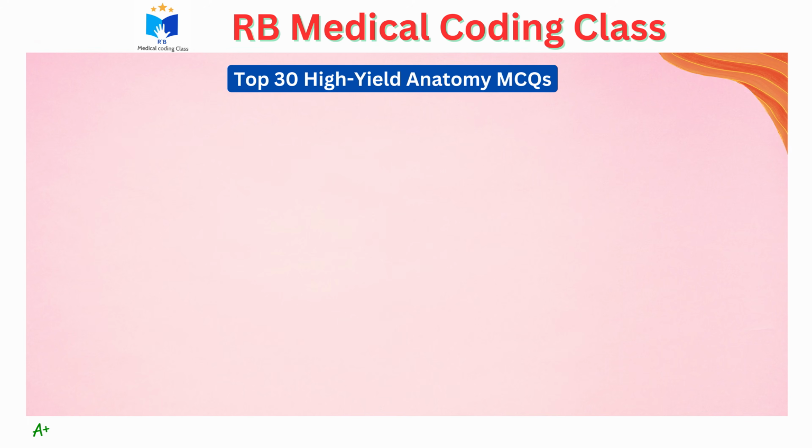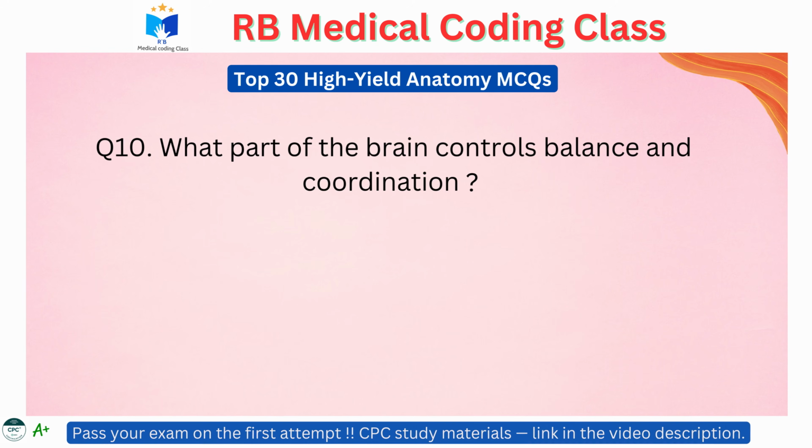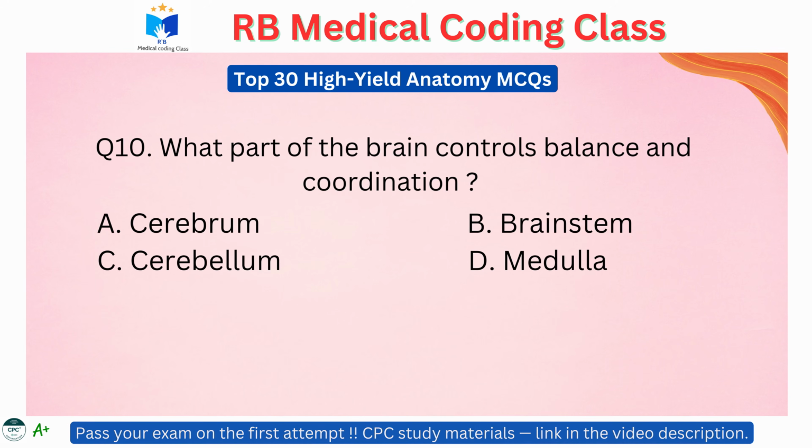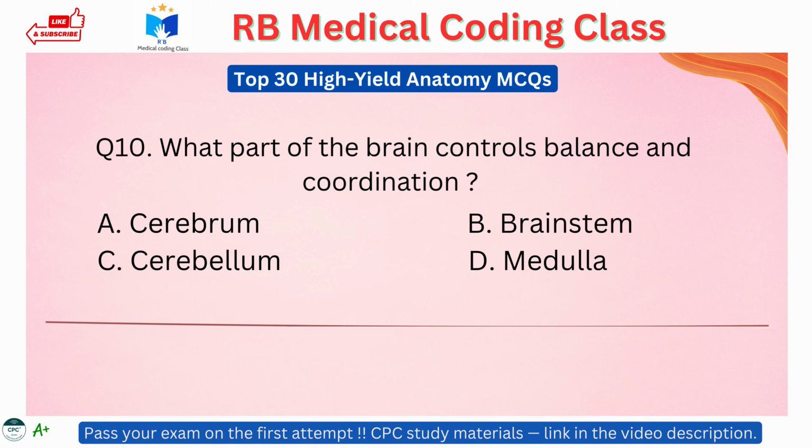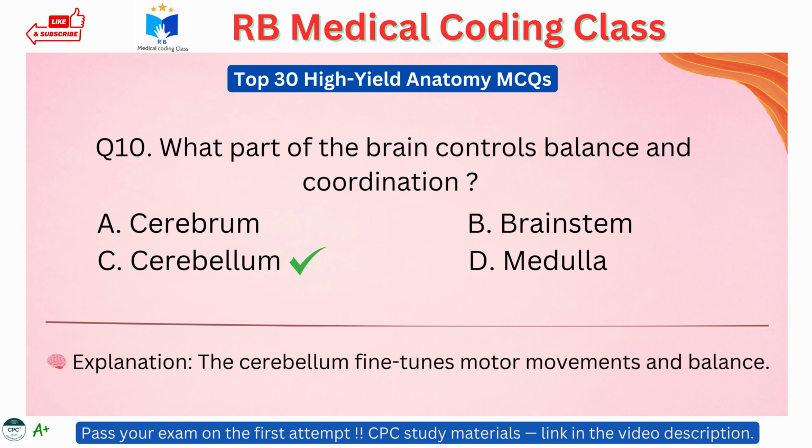Question 10. What part of the brain controls balance and coordination? A. Cerebrum. B. Brainstem. C. Cerebellum. D. Medulla. Answer. C. Cerebellum. Explanation. The cerebellum fine-tunes motor movements and balance.